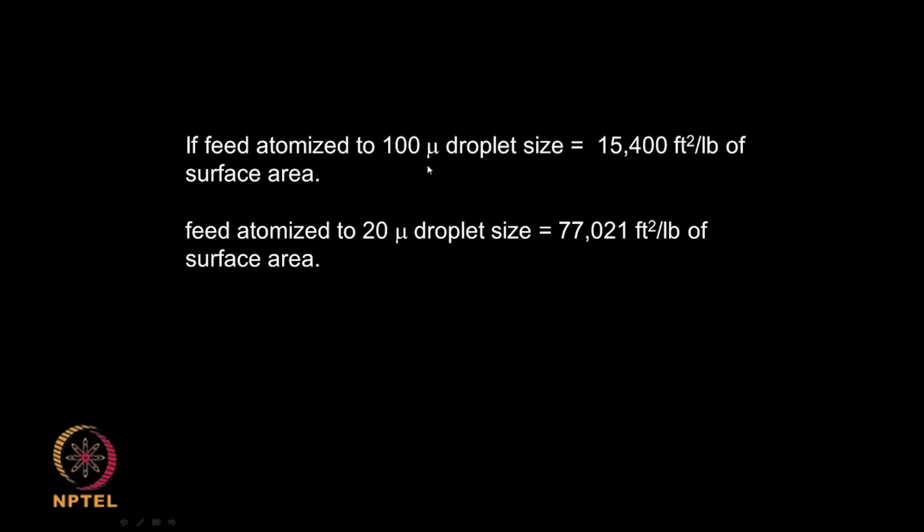So, if the feed is atomized to 100 micron, then you have 15,400 feet square per pound of surface area. If the feed is atomized to 20 microns, then we are talking about 77,000 feet square per pound of surface area. Okay, so, the surface area is almost like 1 over d square. So, finer the particles, that means diameter becomes smaller and smaller, the surface area becomes larger and larger actually. That is the advantage of this type of drying.